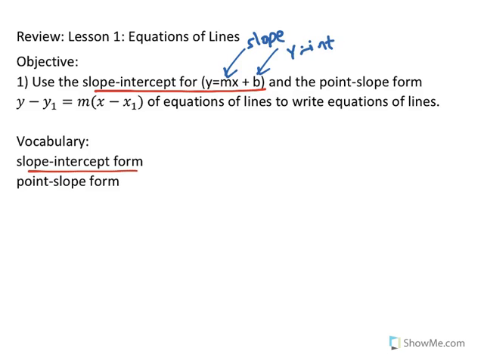We want to use the slope-intercept form and the point-slope form of equations of lines to write equations of lines. We may be doing this lesson in two parts. So we start with part 1 today.